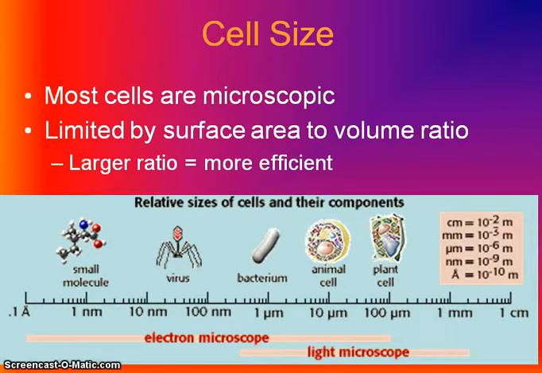So basically, a cell can't grow so large as to not be able to bring in enough material to support itself, enough nutrients, and excrete enough waste material, because its outer surface, its cell membrane, is what is going to determine what comes in and out of the cell. If its membrane is not sufficiently large to support that cell, then that cell cannot continue to grow. So cell size is limited by the surface area to volume ratio, and the bigger the ratio is, the more efficient that cell is going to be.